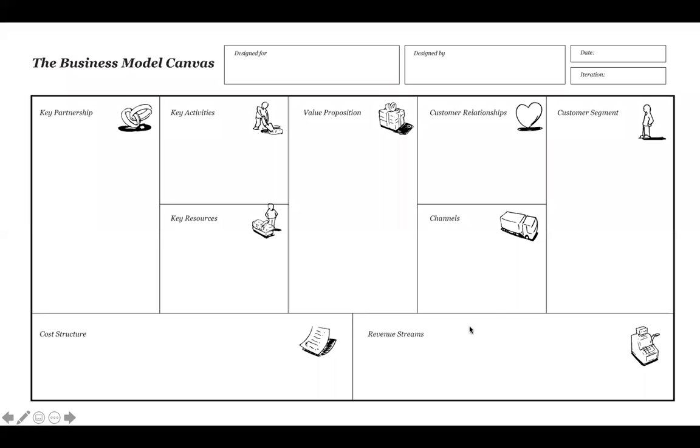And then we look at channels. When it comes to channels, it's all that it takes for you from start to even after delivering the service and goods to your customer. So in terms of channels, how does your customer become aware of your product? How does your customer evaluate your product?